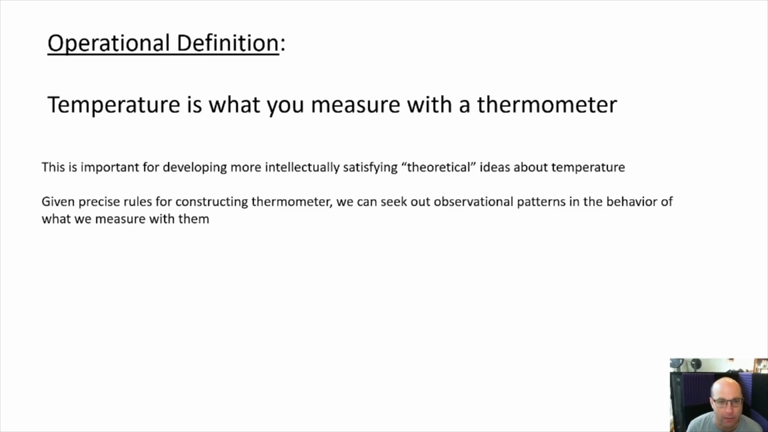In actual practice, it's not circular at all, because if you give precise rules for constructing a thermometer, it's extremely practical to say that that's what temperature means, and you can use it. And you can use that, importantly, to develop better and better theoretical ideas about temperature. So actually, operational definitions are really important, especially at the beginning of a science.